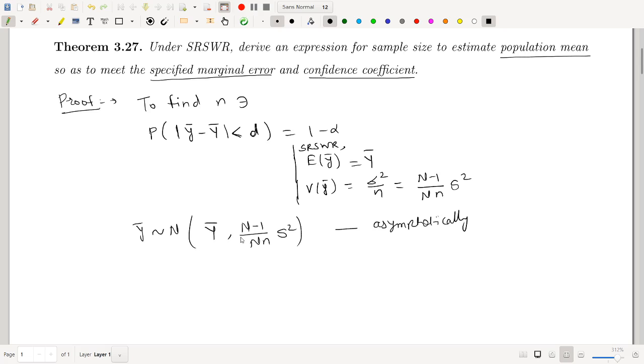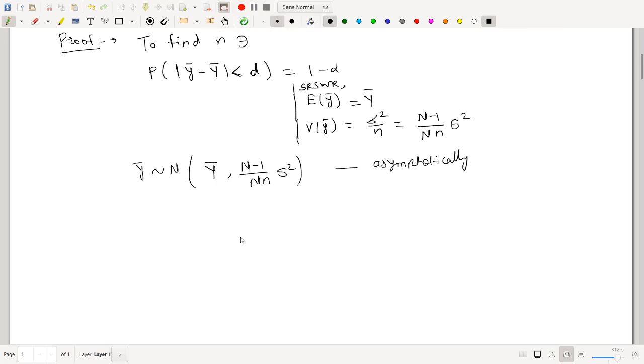So convert this into standard normal. How to convert this into standard normal? y bar minus its expectation capital Y bar upon its standard deviation. Its standard deviation is the square root of n minus 1 upon n S square. This follows normal 0. So look at this.